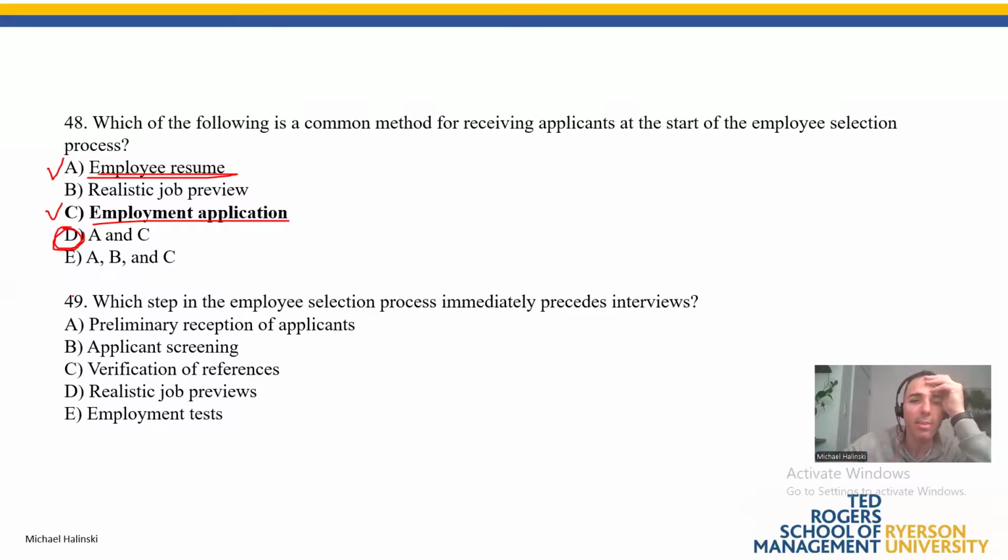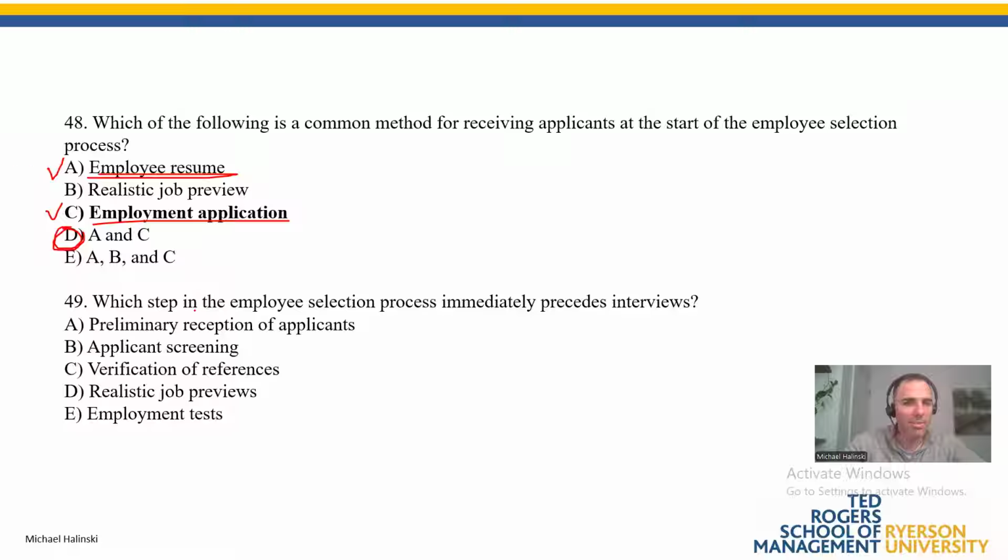Last one, which step in the employee selection process immediately precedes interviews? Okay, so in this case, caveat, although I articulate and talk about there being a specific set of steps, in reality, not all organizations follow the set of steps I talked about in class. Some steps are in reverse order, some steps are included in the SEM process, other steps are not. This particular question talks about the set of steps specifically talked about in class. This is the most common order for which they occur, but it doesn't have to be.